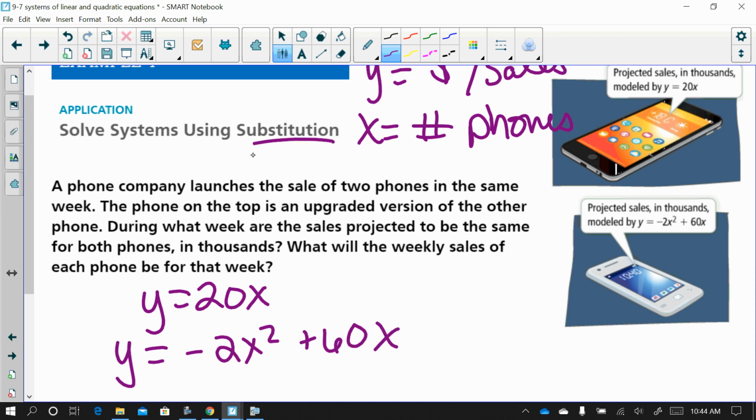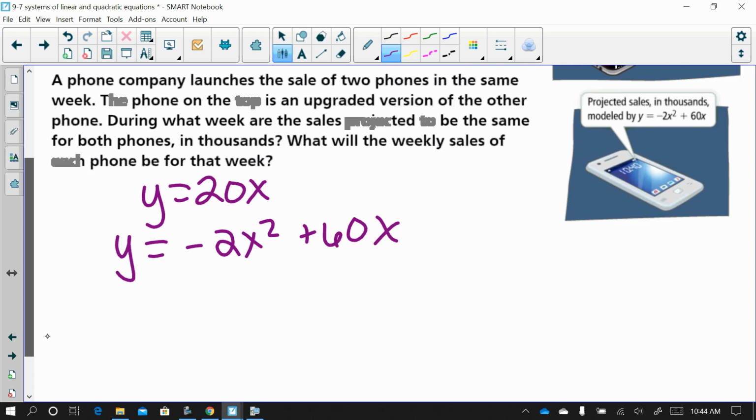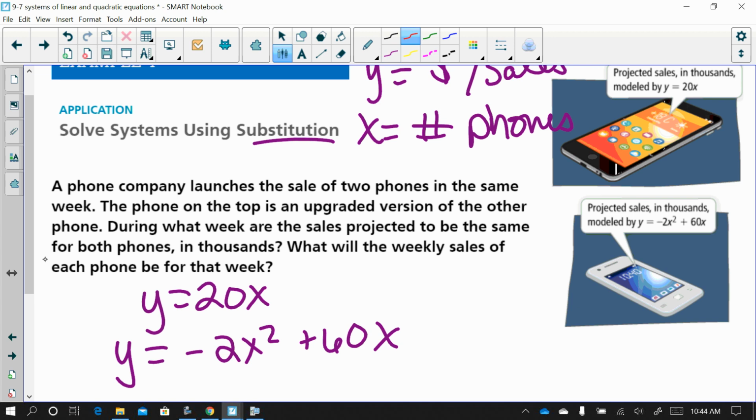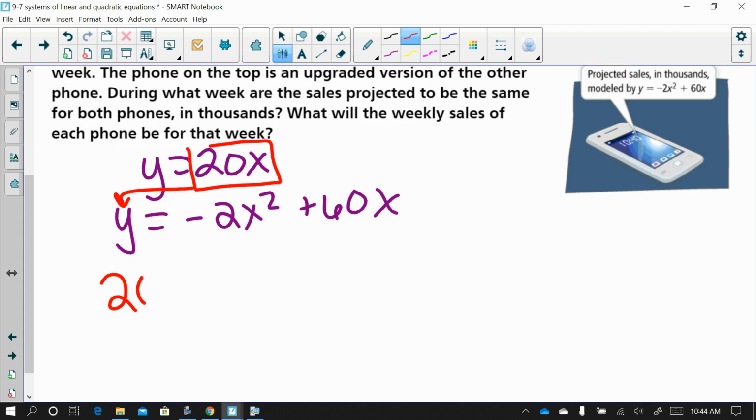Now that says substitution. So remember, substitution we called the cheerleader method. I say y, you say 20x. So I'm going to take this 20x, and it's what y equals, so I'm going to stuff it in for the other y. So when I do that, I get 20x equals negative 2x squared plus 60x.